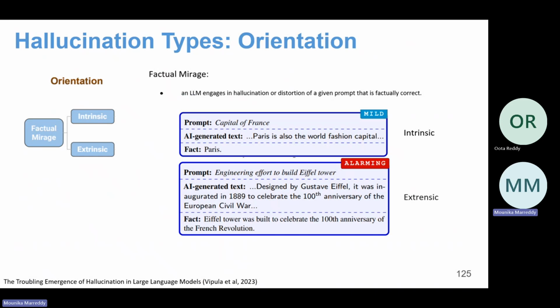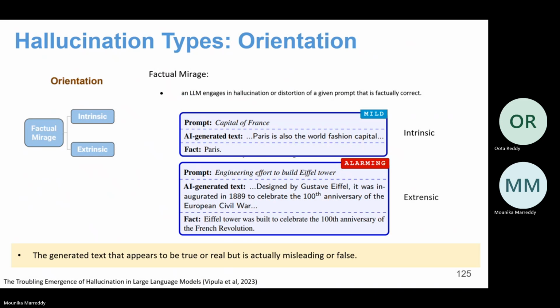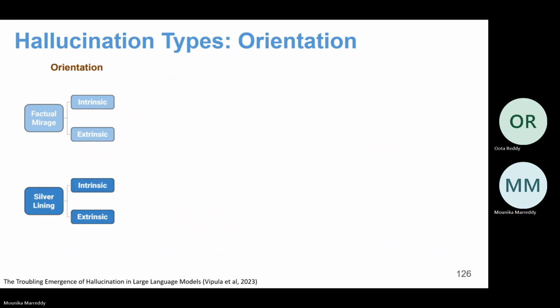So the prompt is the engineering effort to build the Eiffel Tower. Here it refers to the phenomenon where an LLM deviates from the factual answer. The factual answer is that it was built to celebrate the 100th anniversary of the French Revolution, but it gave some other answer: to celebrate the anniversary of the European Civil War, which comes under the case of extrinsic orientation. The conclusion is that the generated text appears to be true or real, but it is actually misleading or false.